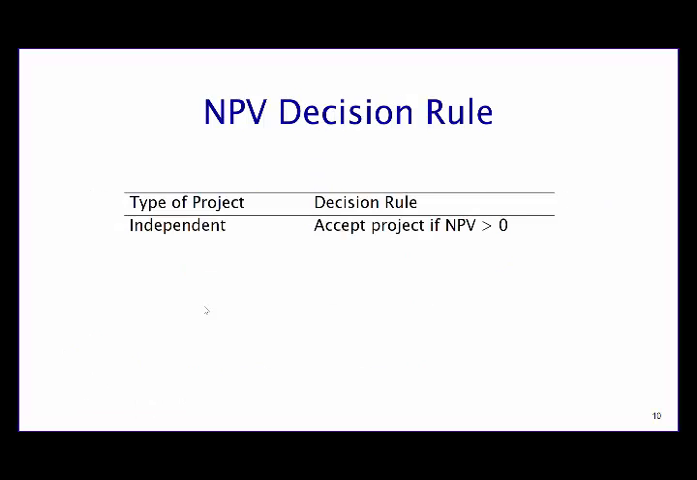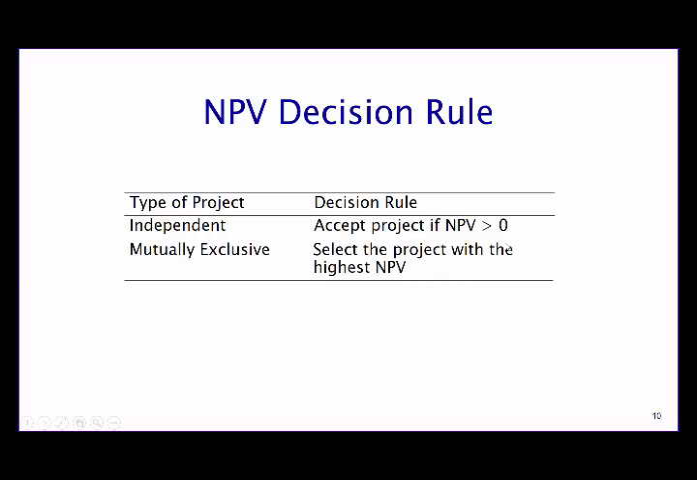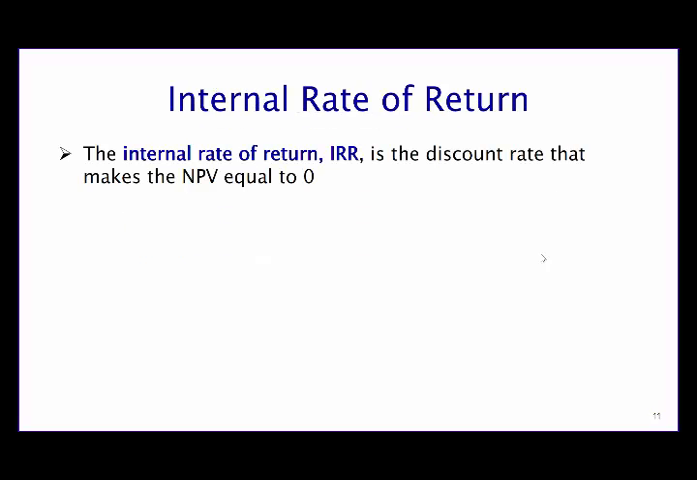Let's look then at the decision rule or decision criteria using the NPV. Again, if you have an independent project, you would accept that project if its NPV is greater than zero. If you have mutually exclusive projects, now you have alternative projects. You have 3 projects, A, B, and C. You just want to choose one of them. You would select the project with the highest net present value. Let's move on to the internal rate of return. Once we've covered both techniques, we'll do an example.